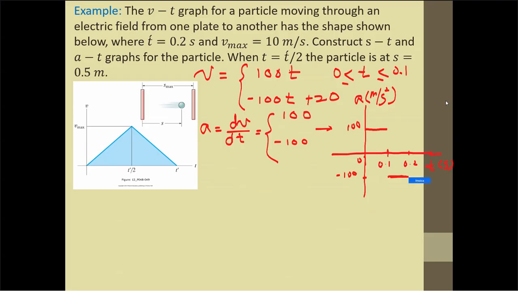This is it. As I told you before, do not connect with a line or shade under the acceleration. Here, there should be a discontinuity like this. So this is it. Now then, the ST graph. We notice the velocity is the instantaneous velocity. That is the derivative of position with respect to time t.